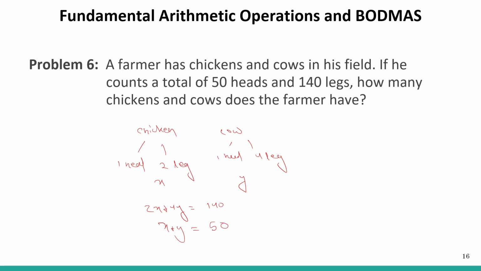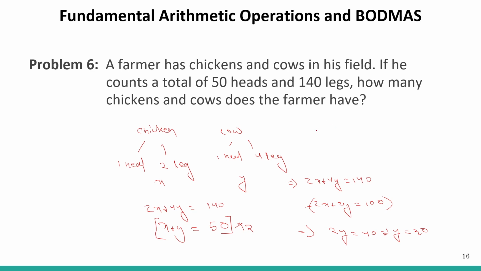So what we can do right now is multiply this equation by 2. Okay, we multiply 2 with the whole equation. So what we are left with is 2x plus 4y is equal to 140 and 2x plus 2y is equal to 100. So by subtracting this from that, what we are left with is 4y minus 2y, which is 2y, is equal to 40. So this implies that y is equal to 20.